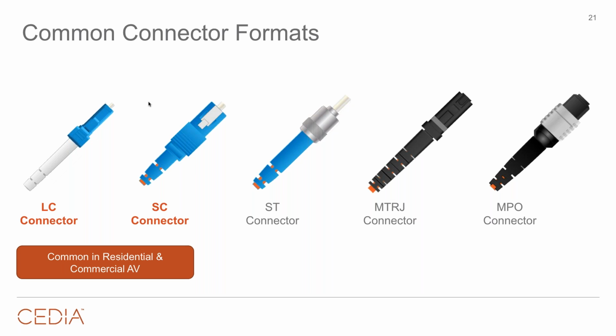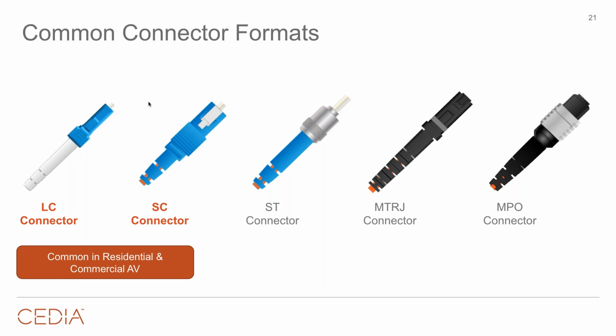We've been talking a lot about cable. Let's talk a little bit about connectors. There's a couple of different connectors that we will see in these different installations, these fiber optic installations. There's 5 in general: the LC, the SC, the ST, and the MTRJ and MPO.